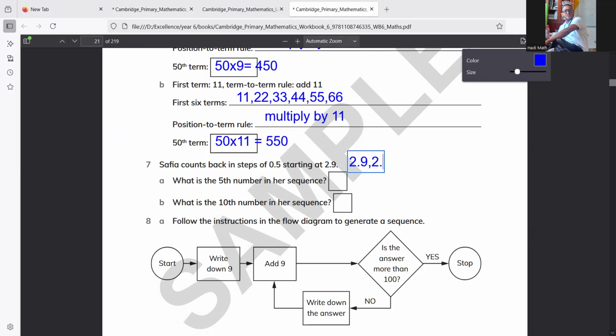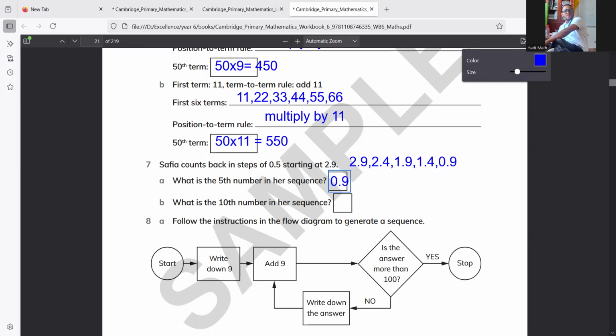So it's going to be 2.4. Then it will be 1.9. Because you're subtracting 0.5 every time. This is 2.9. When we say minus 0.5 it is 2.4. Minus 0.5 is going to be 1.9. Minus 0.5 is going to be 1.4. Then you subtract 0.5 again, it is going to be 0.9. This is the first term, second term, third term, fourth term, fifth term. So the fifth term is equal to 0.9.